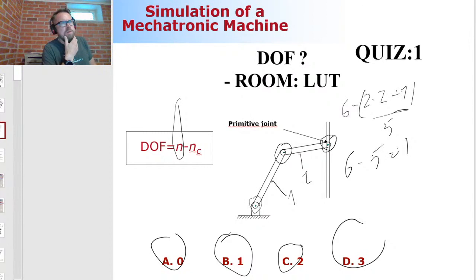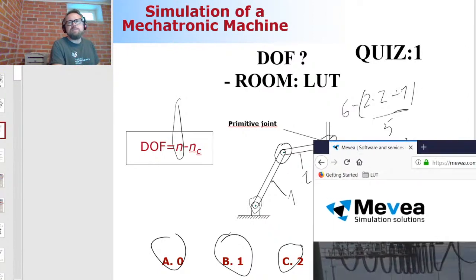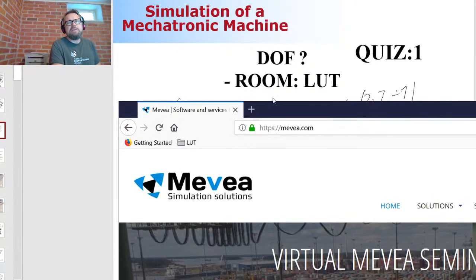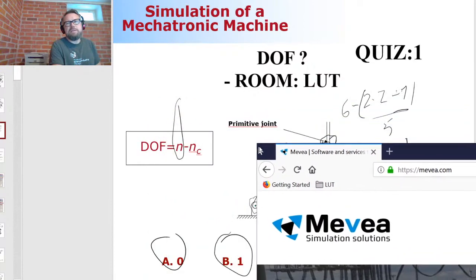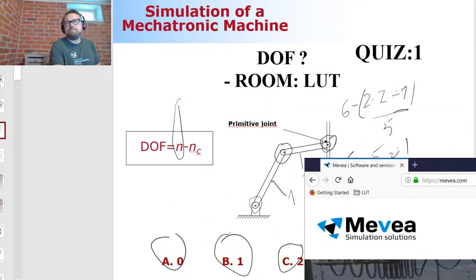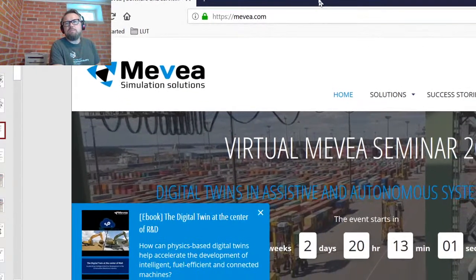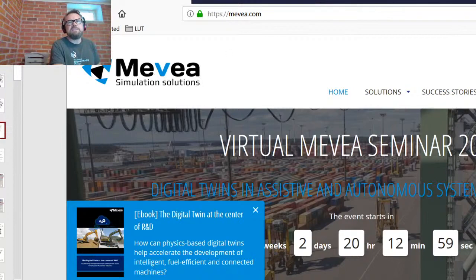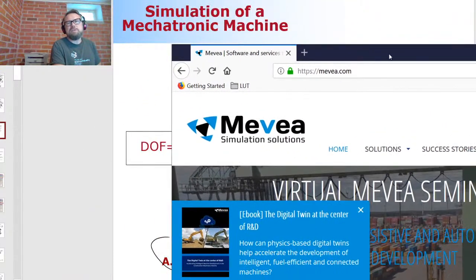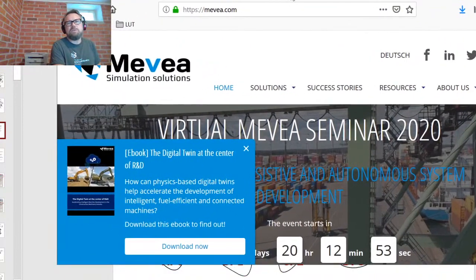One practical matter that I forgot to mention in the very beginning. Within 2 weeks, 2 days, there's going to be an interesting meeting event that I'm recommending you to participate in. That meeting event is called the Virtual MEVA Seminar. This is what we're doing in this course. Actually, it is exactly what we're doing in this course.